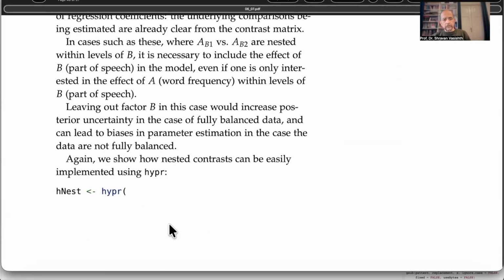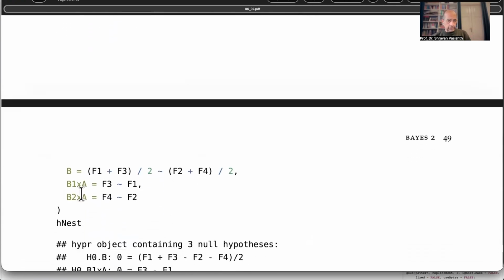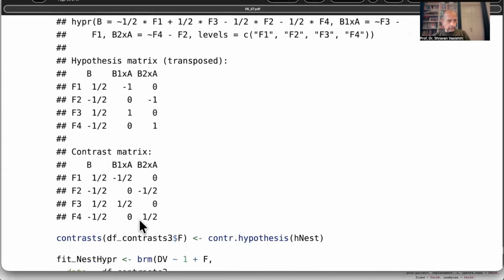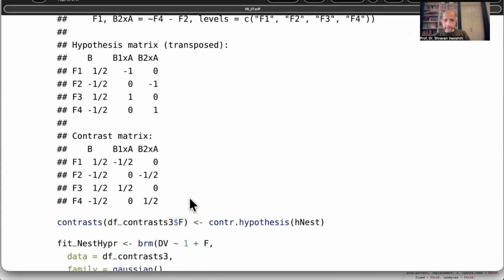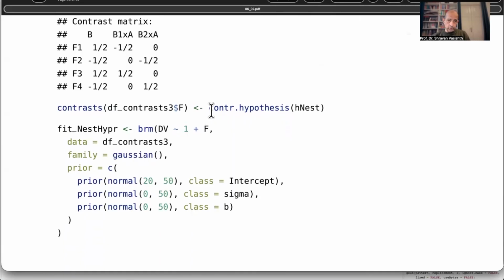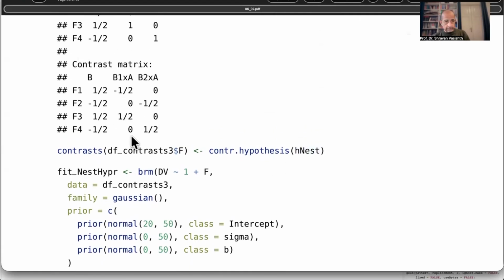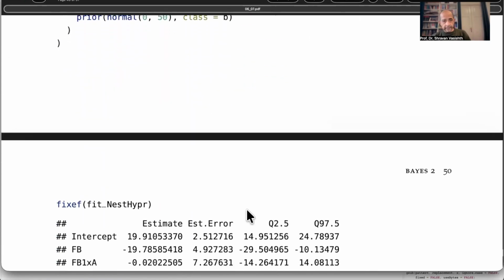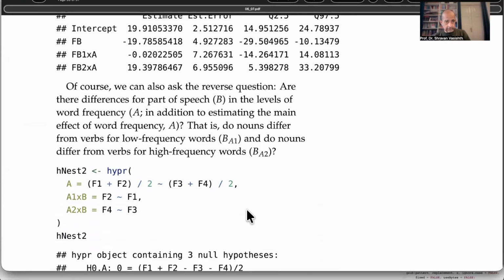The nested contrast can also be implemented in a hypr object, of course. So you set up your main effect of B in this case, right? Then the two nested comparisons, that will give you the contrast matrix again, which is what we just did by hand, by inverting the hypothesis matrix. And then you can just use that using the contr.hypothesis function. You plug in the nested contrast coding from the hypr object, so it extracts this matrix and plugs it into F, and then you've got your appropriate comparisons, right? So that's the story with nested contrast coding.